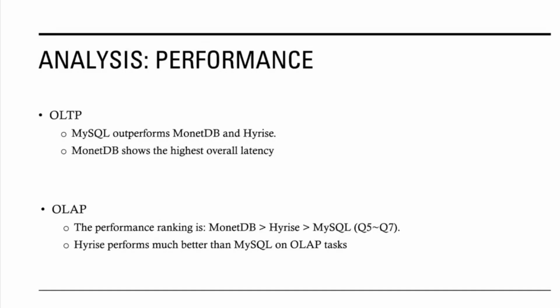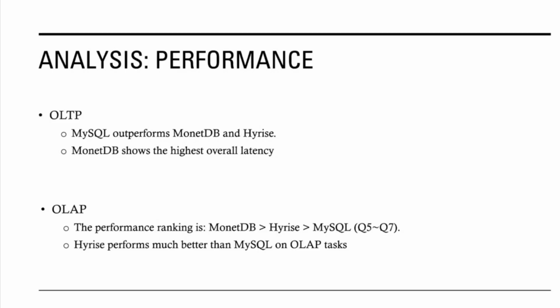In contrast, MonetDB, the column store system, showed the highest latency, especially for inserts and updates. And HyRise, the hybrid system, showed competitive OLTP performance, better than MonetDB, although it is still behind MySQL. It shows that its hybrid design allows it to support transactional workloads reasonably well, even though it is not a pure row store system.